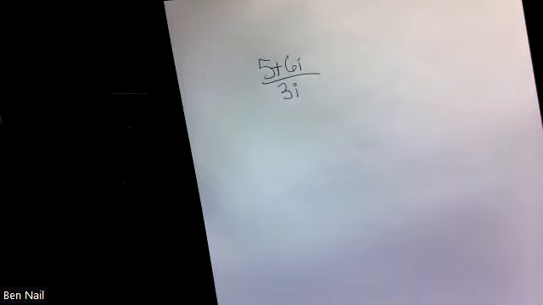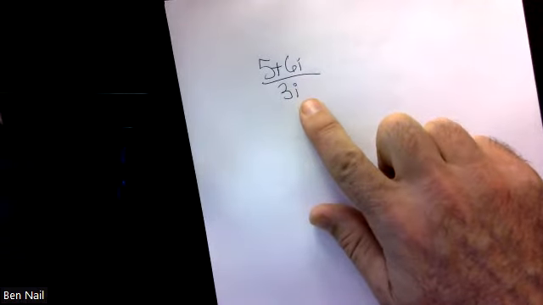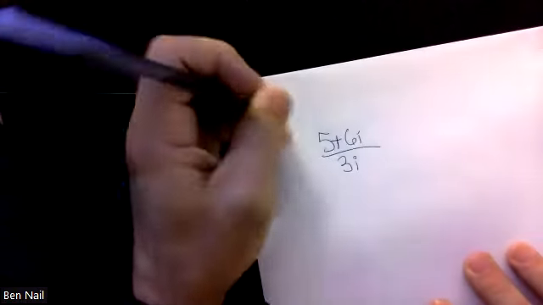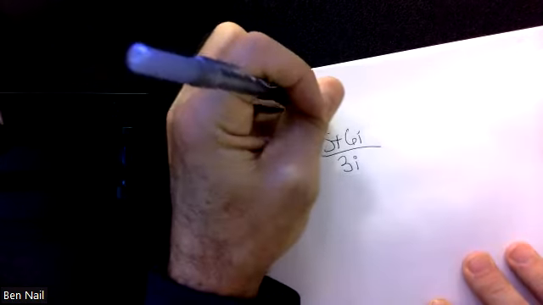So 5 plus 6i divided by 3i. Okay, with imaginary numbers. Imaginary numbers are like radicals. We can't have radicals on the bottom. So when you're dividing imaginary numbers, that's very similar to 7.5. And what we have to do is we have to rationalize.